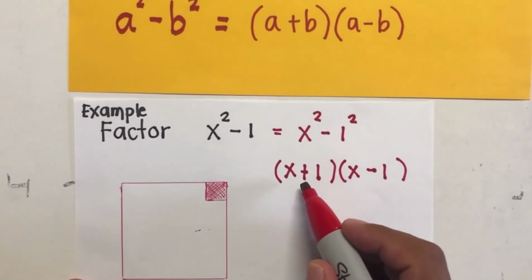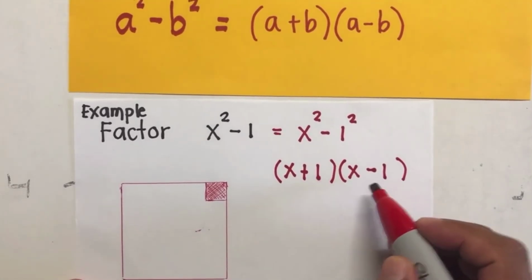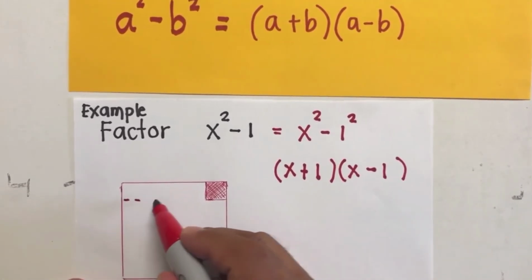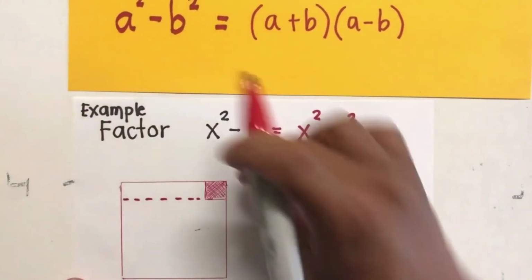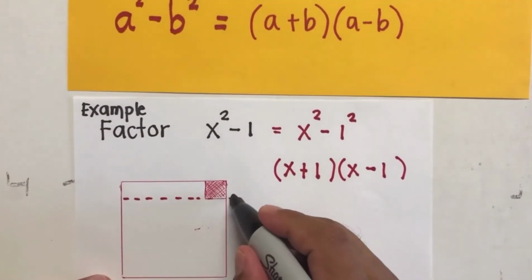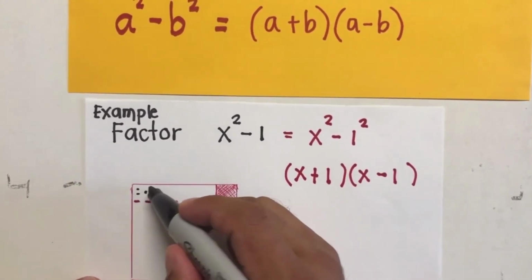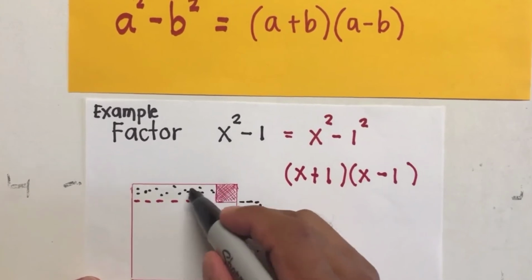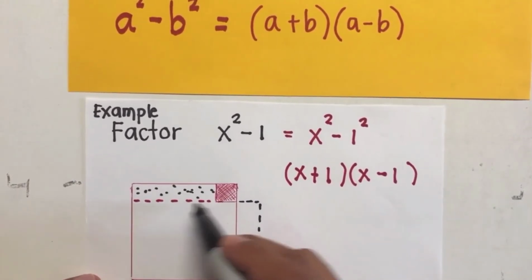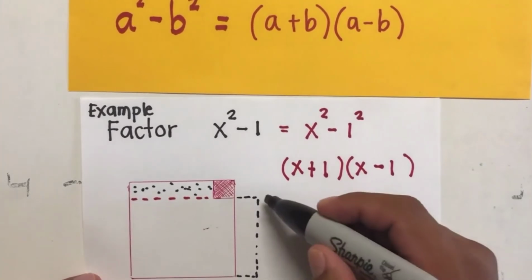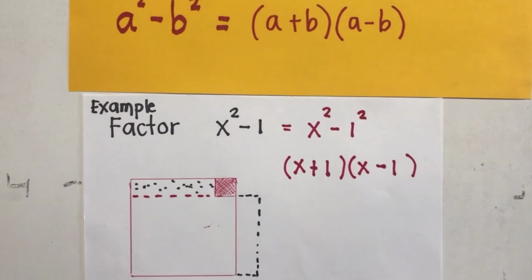This x plus 1, you can think of that as the length and x minus 1 as the width if you are going to cut this portion and then transfer that here. So if this area is transferred here, then we'll have x plus 1 as the length, and this width would be x minus 1. Okay, let's have another example.